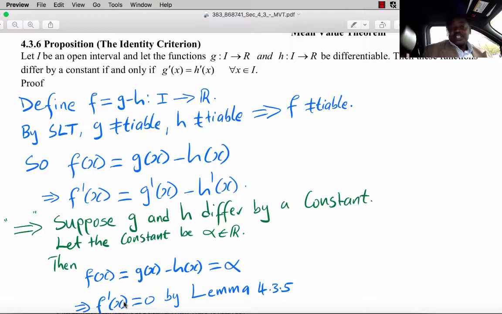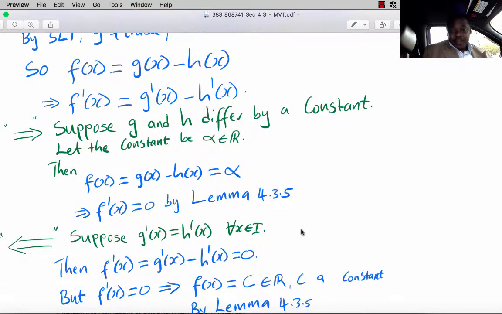Forward direction. Suppose g and h differ by a constant, called the constant alpha. We have to verify that g prime at x equals h prime at x for every x in I. So, if they differ by a constant, then the first derivative of f would just be 0 by lemma 4.3.5, in which case we have g prime at x minus h prime at x equals 0. That's the first derivative. And that being equal to 0 simply means g prime at x equals h prime at x for every x in I, and we're done.